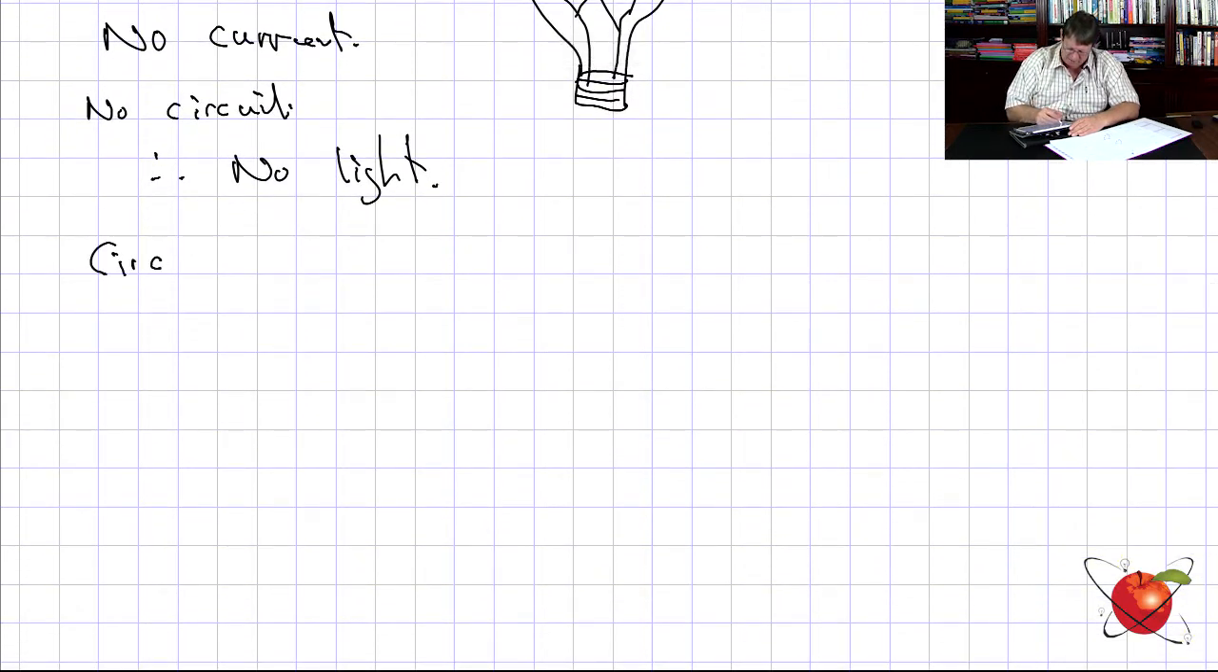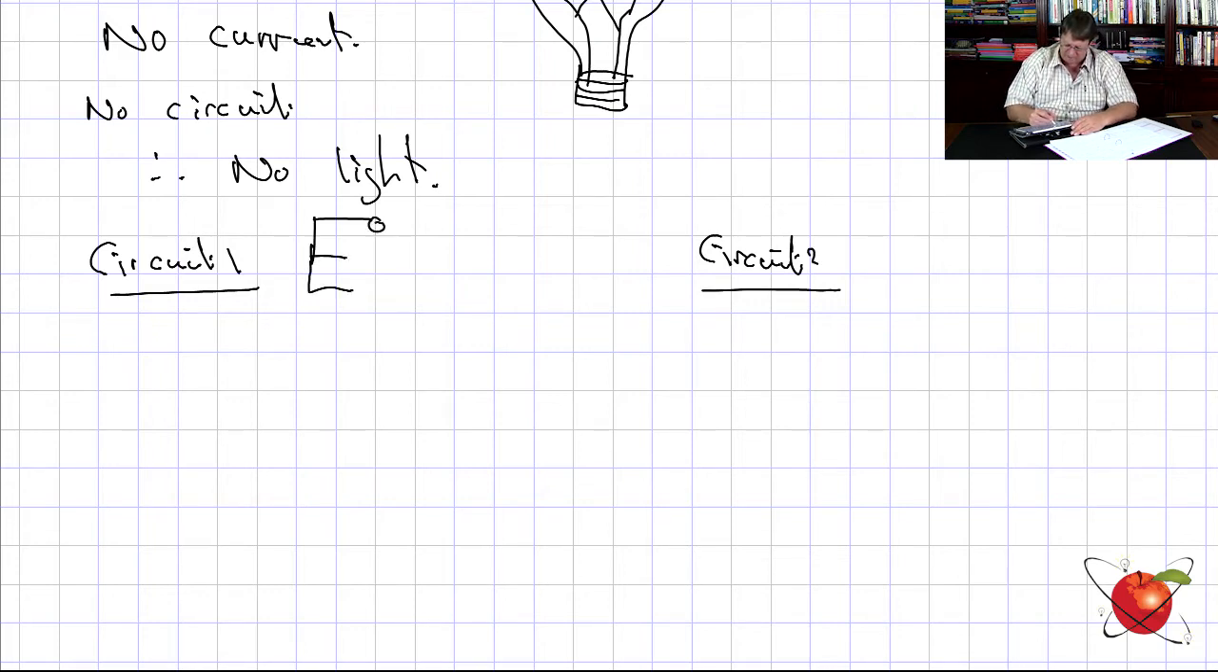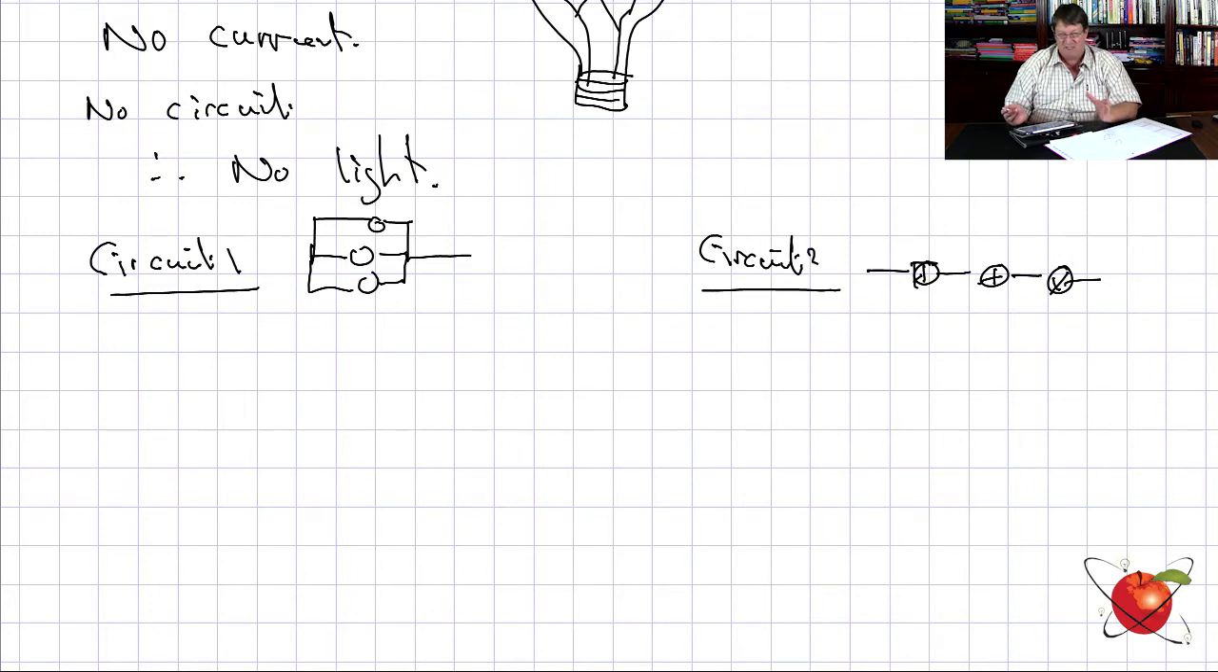Now, if you remember, circuit 1 was this one, like so. I know that's not really neat. And circuit 2 was like this. Okay, I'm just going to do it for bulb 1 in each case. It doesn't matter, bulb 1, 2, or 3. So let's have a look.